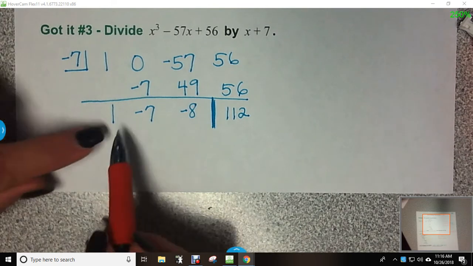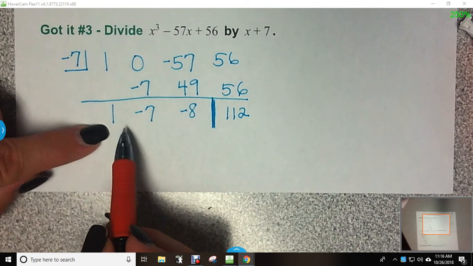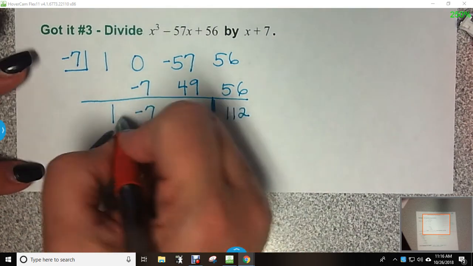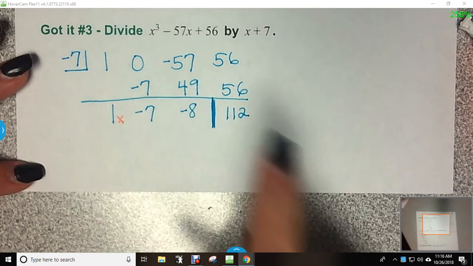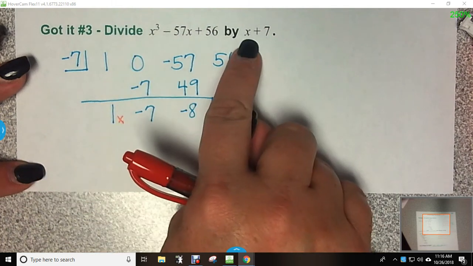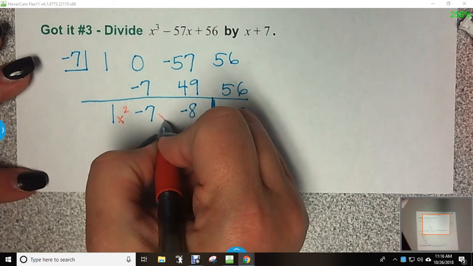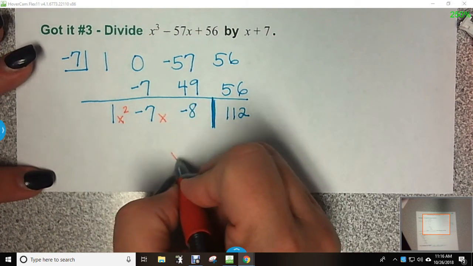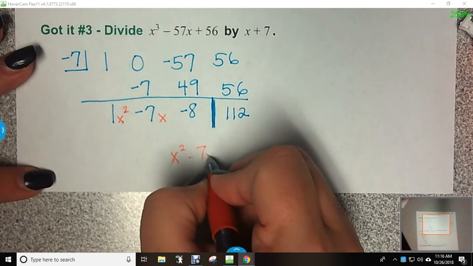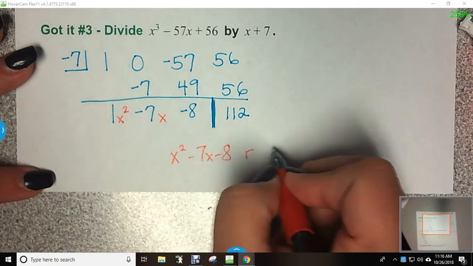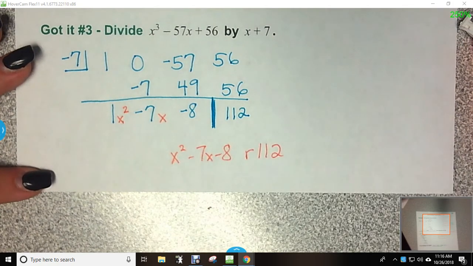So now my very first term here, what is the exponent for it going to be? X cubed. No, because I've got an x cubed divided by x to the first. So I will get x squared minus 7x minus 8 with a remainder of 112.